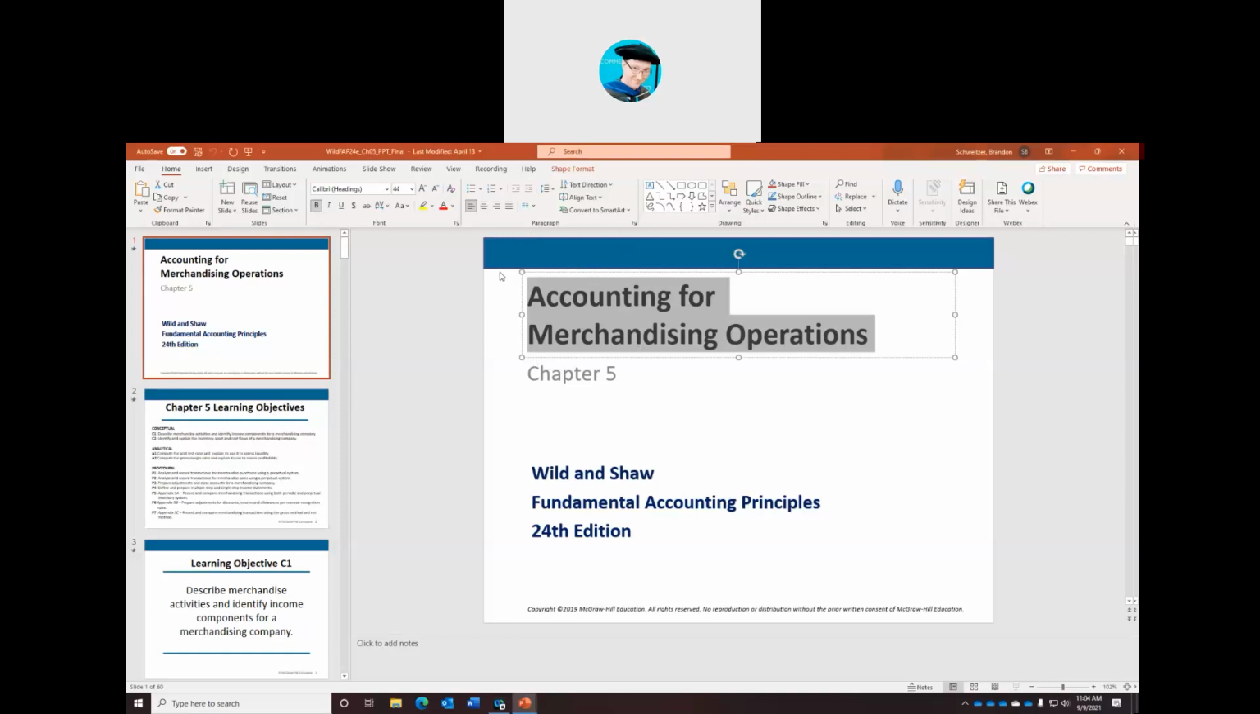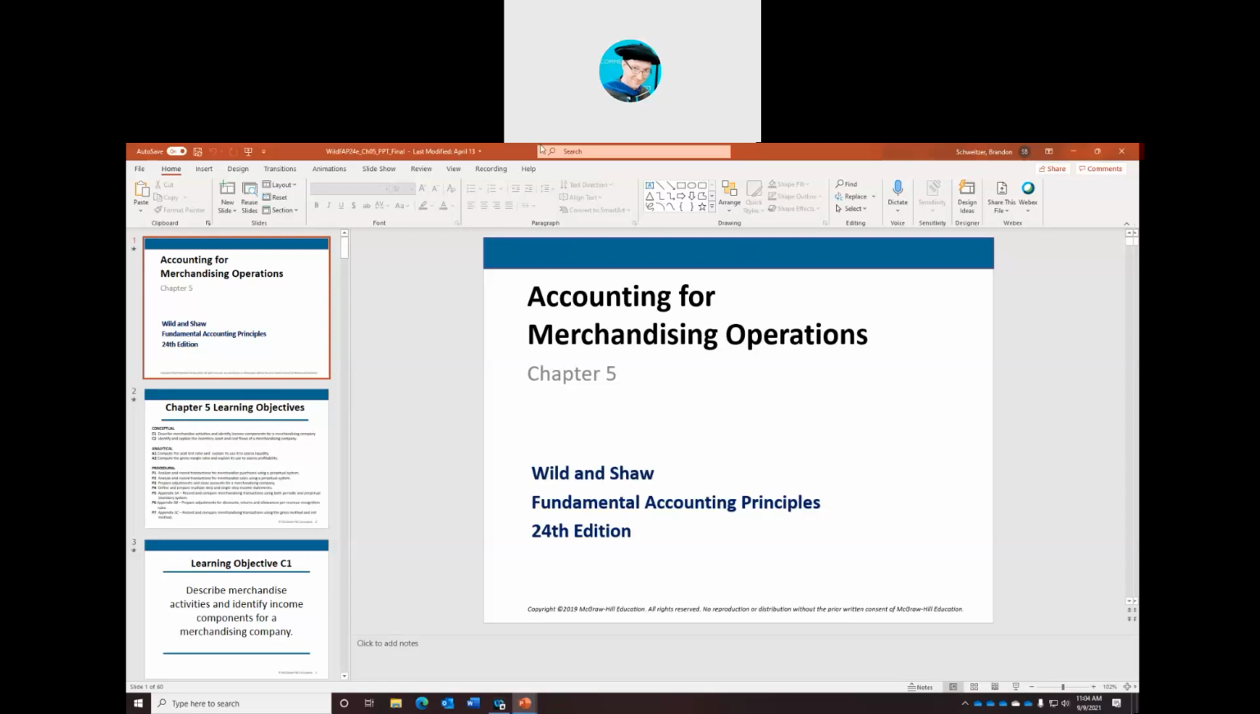Today we're going to be talking about accounting for merchandising operations, which is a fancy word for accounting for retail business. It also includes accounting for manufacturing. We'll get a lot deeper into manufacturing in Principles of Accounting 2, but for all intents and purposes, Chapter 5 and everything this week relates to accounting for retailers, accounting for products, right?